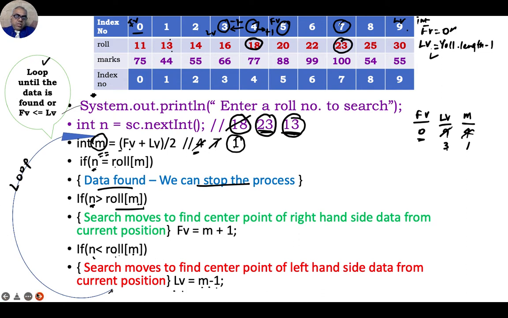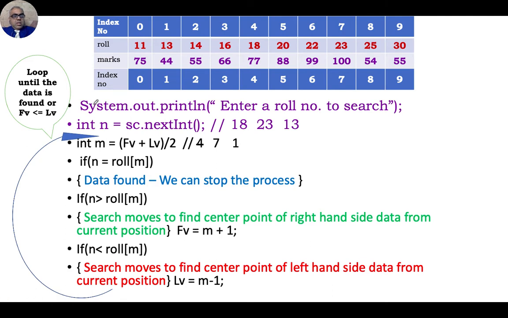So the logic here is, if I erase everything, it says the loop until the data is found or the FV is less than equal to LV. So what does this mean? Now what is this FV less than equal to LV? A simple example I will give you, assuming that, okay, here I am putting the dots over here. To make us understand. So 1, 2, 3, 4, 5, 6, 7, 8, 9 and 10.